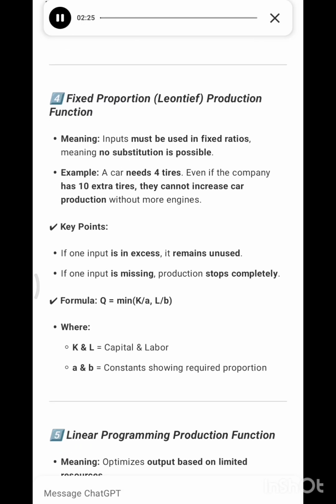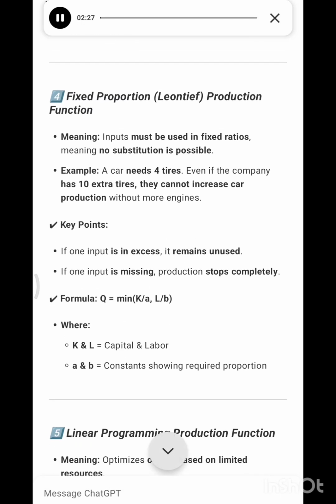4. Fixed proportion Leontief production function. Meaning, inputs must be used in fixed ratios, meaning no substitution is possible. Example, a car needs 4 tires. Even if the company has 10 extra tires, they cannot increase car production without more engines.